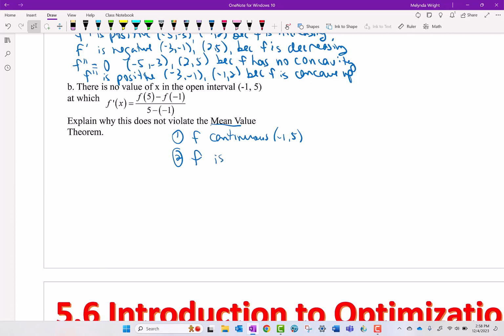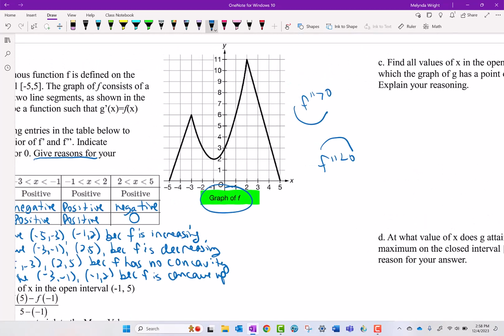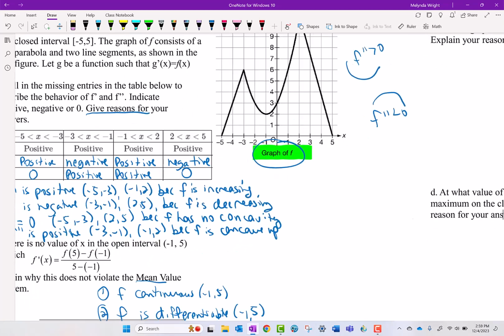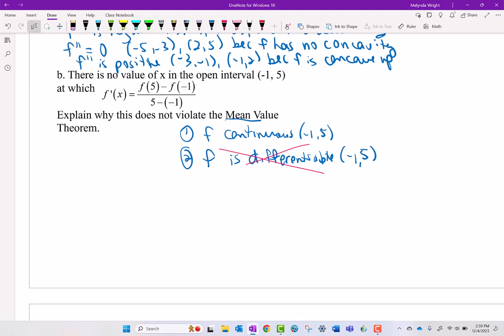Number 2, f is differentiable from -1 to 5. Okay, let's look at that. Is it differentiable? Let's see, -1 is right here. No, remember, this is a problem. That corner, if you recall, when functions have a corner, they're non-differentiable. So this is not true. It is not differentiable between -1 and 5. That's why we basically get a pass. The mean value theorem doesn't have to work because that particular function does not meet all of the criteria.